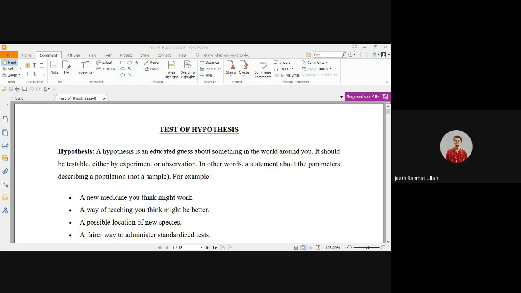Initially, what people used to use, or someone claiming something, is called null hypothesis. Someone who initially makes a claim, that is called the null hypothesis.